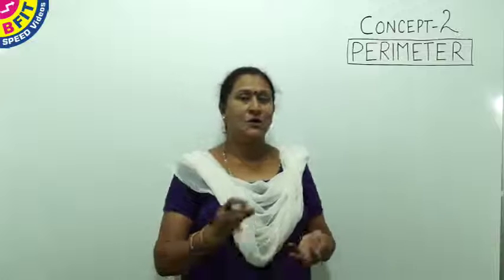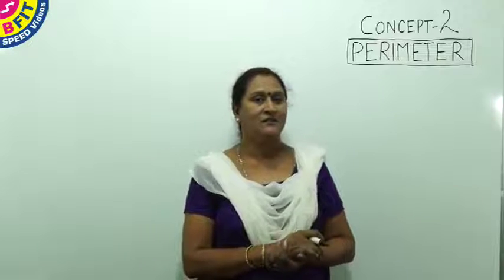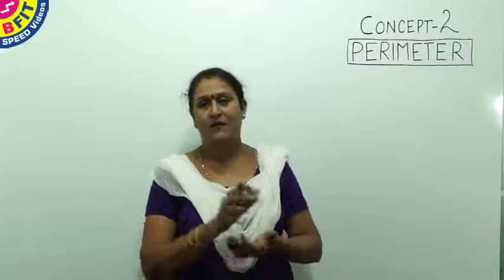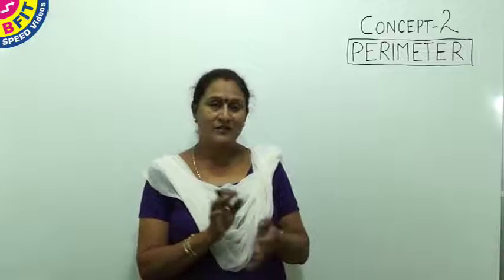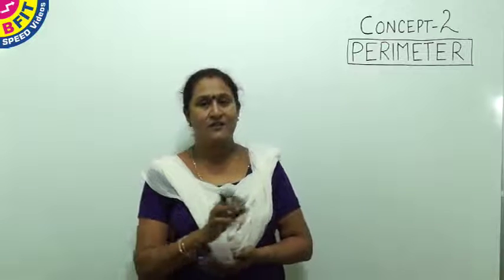So we'll see the next concept, perimeter. What is a perimeter? Perimeter is the sum of all sides of a polygon. So for any closed shape, when we add all the sides, we get the perimeter of the given shape.